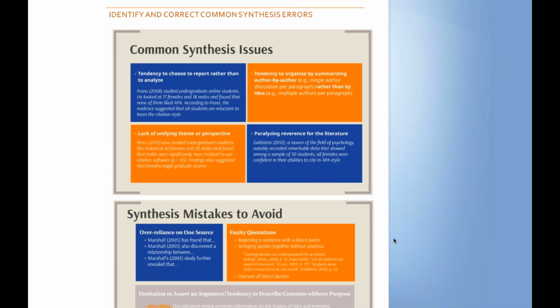So in this example, Franz studied undergraduate online students. He looked at 17 females and 18 males and found that none of them liked APA. According to Franz, the evidence suggested that all students are reluctant to learn the citation style. This is grammatically correct. However, all I've done is summarize this author's work. I haven't analyzed its significance, explained my overall interest in it. I've only reported the author's findings. This makes this a summary and not synthesis.